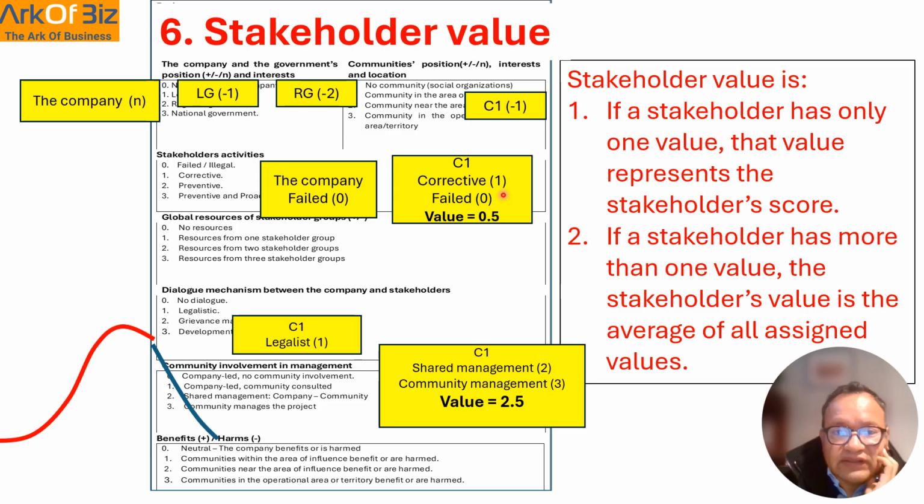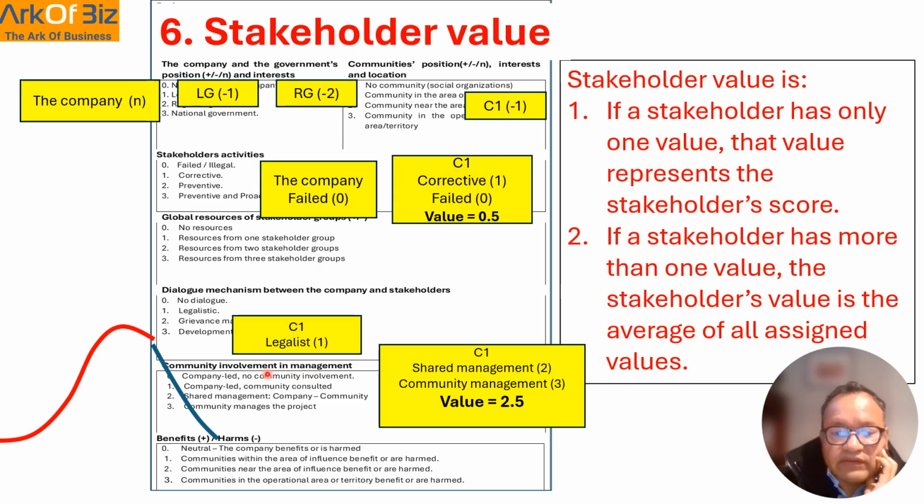Because this element has two values, its final value is the average of these two values. In this case, we have 0 and 1, and the final value is 0.5. So this rule applies every time a stakeholder has more than one value. Here we have another example.